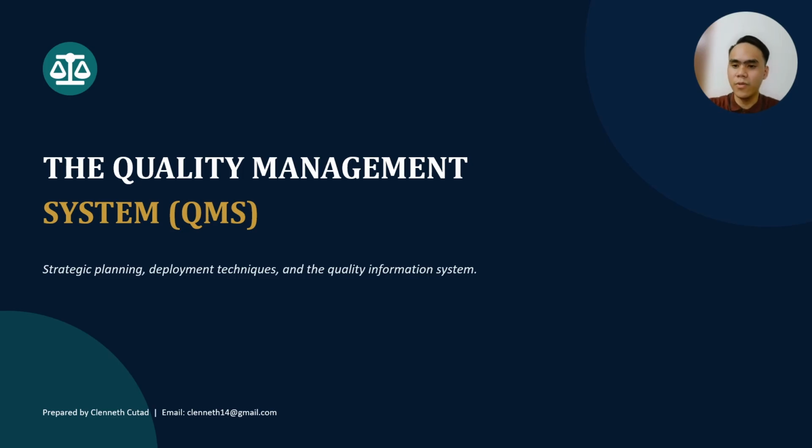In our last sessions we covered the philosophies and the pioneers behind quality as a discipline. Today we're going to go to a deeper level in the quality management system, the QMS, specifically in chapter one of the Certified Quality Engineer Handbook from ASQ. We'll look at how organizations plan strategically for quality, how they deploy that strategy through concrete techniques, and how they build information systems that keep the whole thing running.